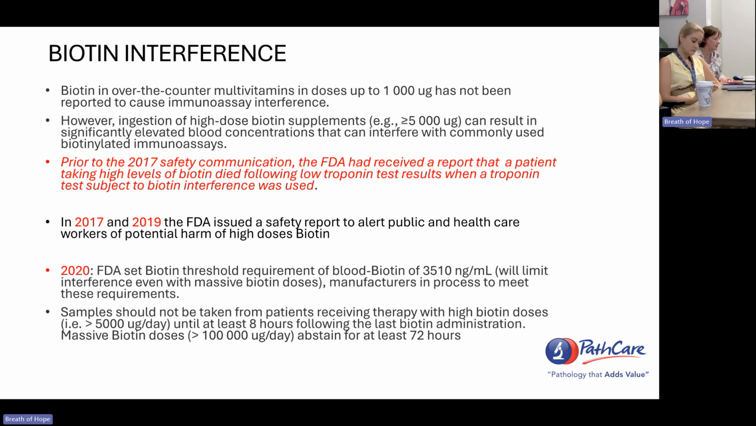Before 2017, the FDA had received a report where a patient taking high levels of biotin died following low troponin test results, when a troponin test subject to biotin interference was used. In 2017 and 2019, the FDA issued a safety report to alert the public and healthcare workers of this potential harm. In 2020, the FDA set the biotin threshold requirement at a blood concentration of 3510 nanograms per milliliter, and they said that at this level it will limit interference even with massive biotin doses. The manufacturers are in process to meet these requirements.